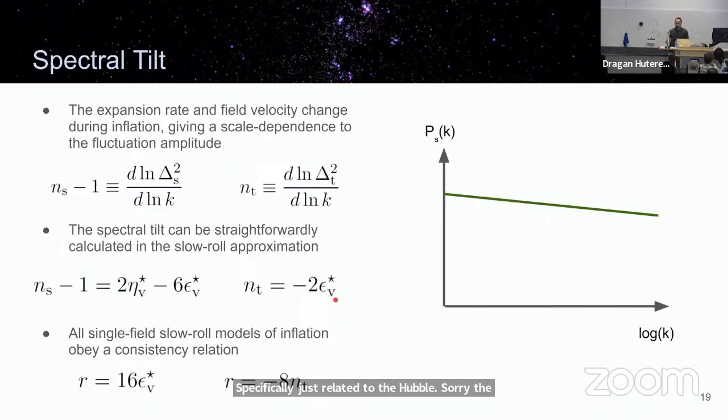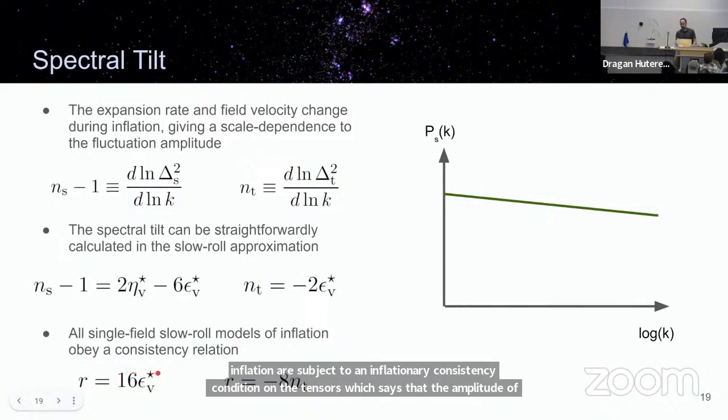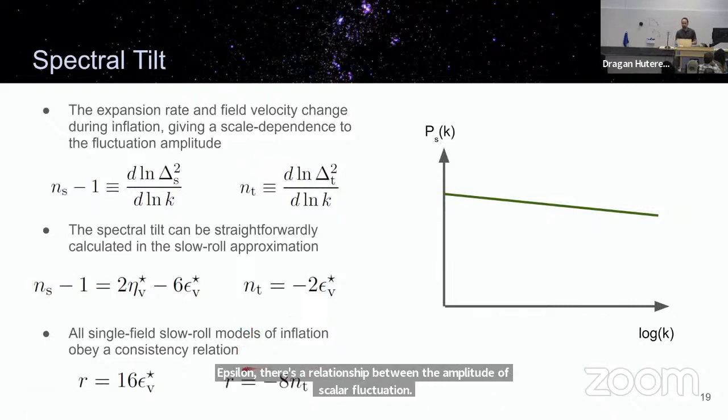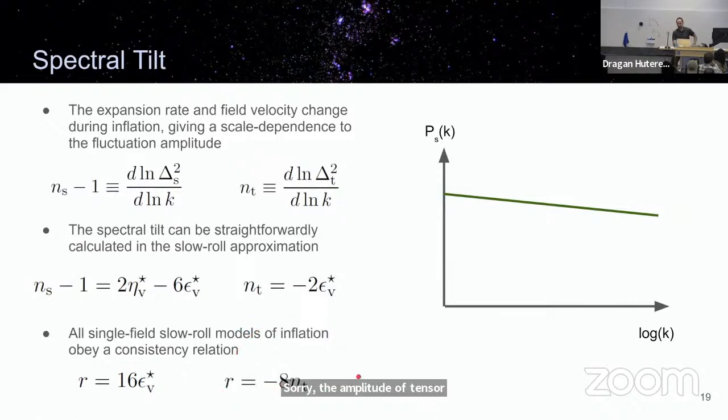And so all single field slow roll models of inflation are subject to an inflationary consistency condition on the tensors, which says that the amplitude of the tensors, or the tensor to scalar ratio, is given by 16 times epsilon. And because the tilt is also related to epsilon, there's a relationship between the amplitude of scalar fluctuations, the amplitude of tensor fluctuations and the tilt. So r is always equal to minus 8 n_t, which is to say that the tensor spectrum is very nearly scale invariant with a very small red tilt, with the red tilt dictated by the amplitude of those gravitational waves.